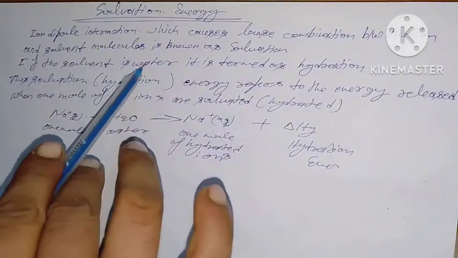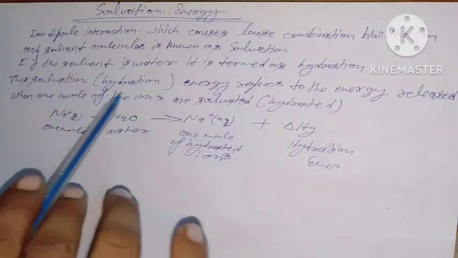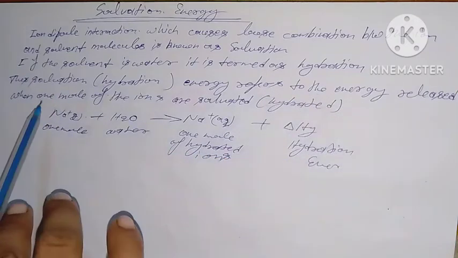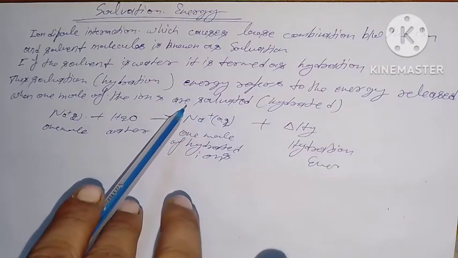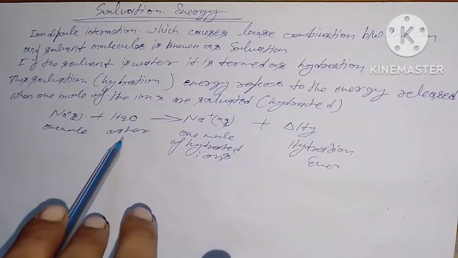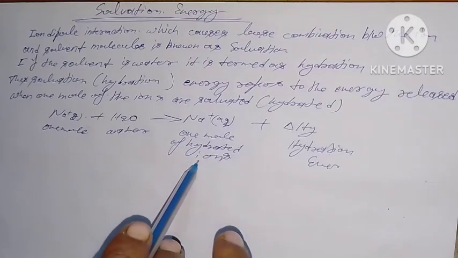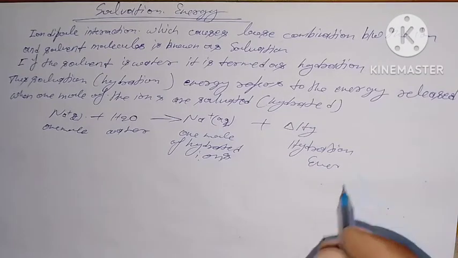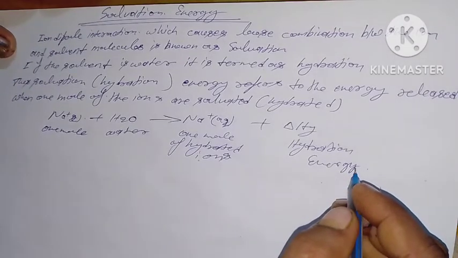If the solvent is water, it is termed as hydration. Thus, solvation, hydration energy refers to the energy released when 1 mole of the ions are solvated, hydrated. Sodium positive ions in gaseous state, 1 mole, plus water, arrow, 1 mole of hydrated sodium ions plus delta H hydration energy.